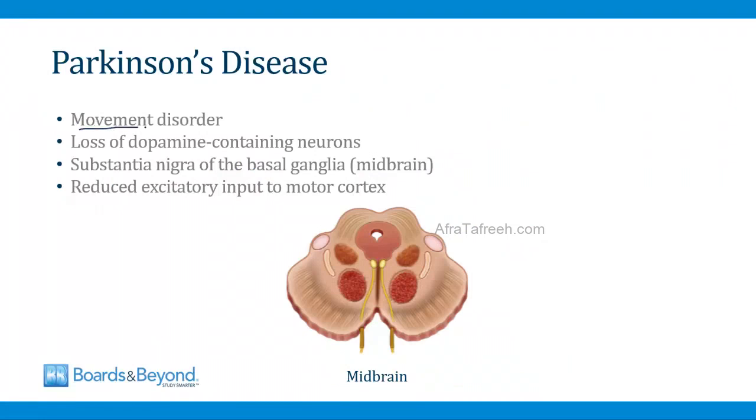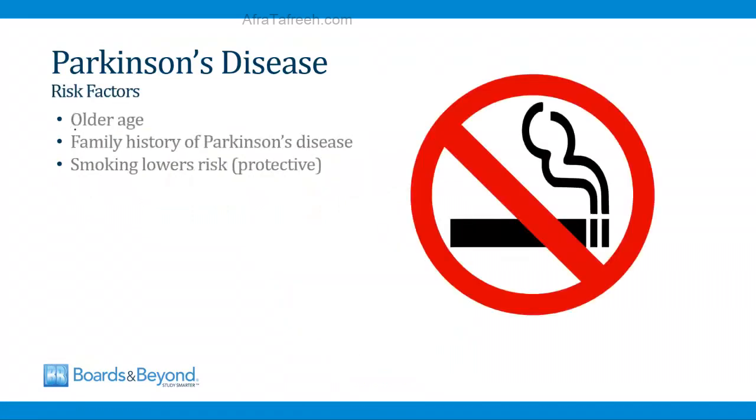Parkinson's disease is a movement disorder that is caused by loss of dopamine-containing neurons in the substantia nigra, which is part of the basal ganglia and it's found in the midbrain. These neurons provide excitatory input to the motor cortex, meaning they encourage motor activity to occur. So when these neurons lose their function, the patient develops difficulty with movement, and for that reason Parkinson's is a hypokinetic movement disorder.